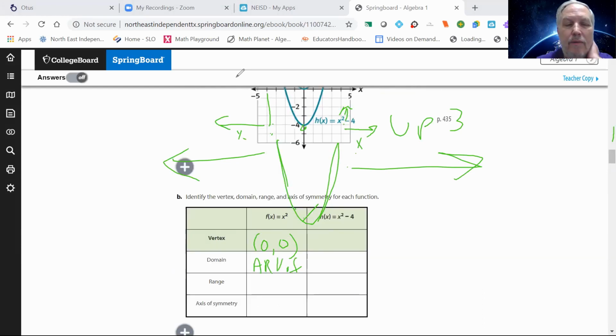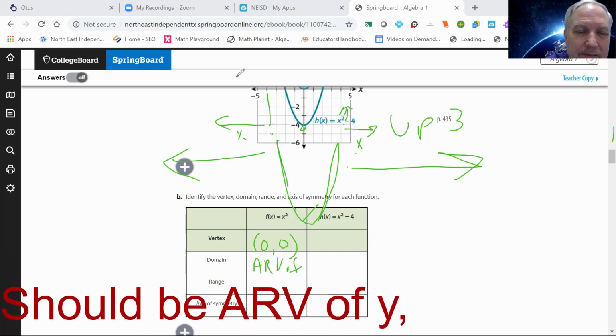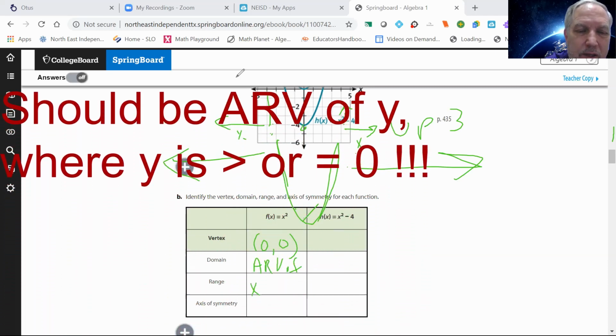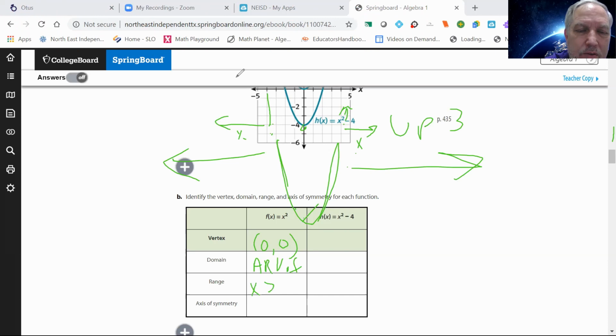Okay, and then the range, think about the range. Ranges are y values. And this is a graph where all the answers are going upward, it's starting at 0. So our range, of course, is going to be all real values of y where y is greater than or equal to 0.